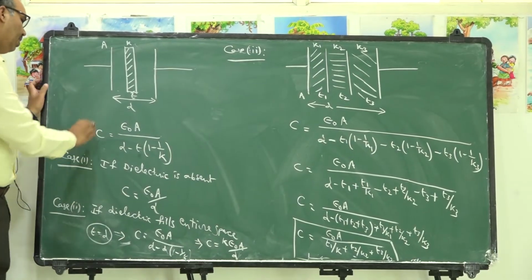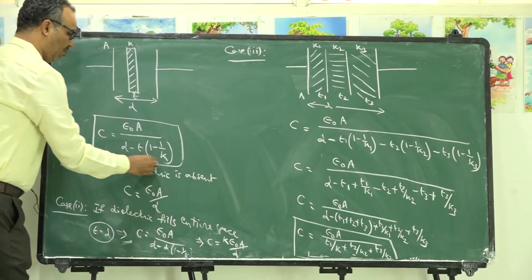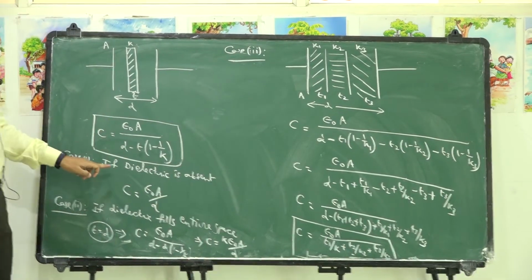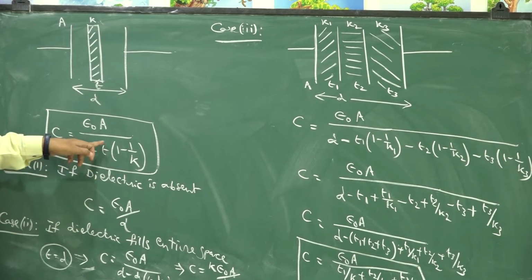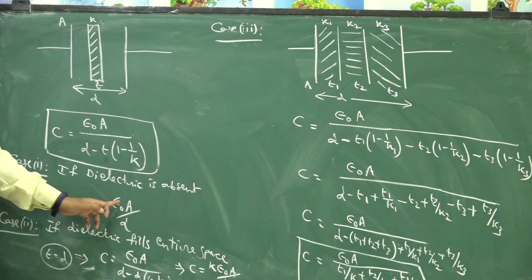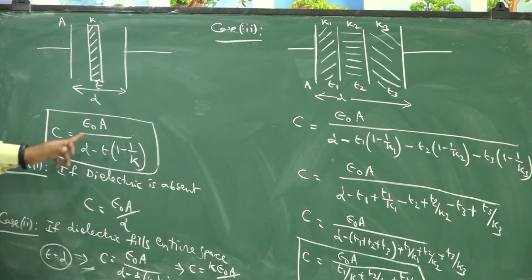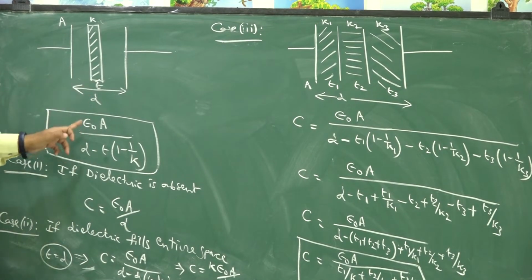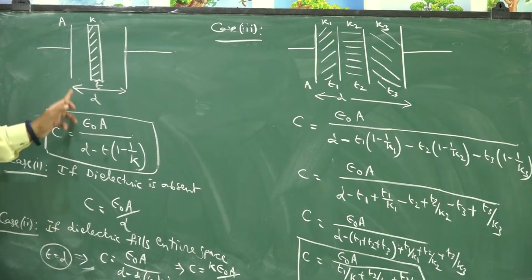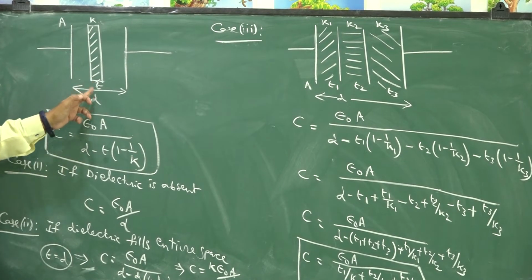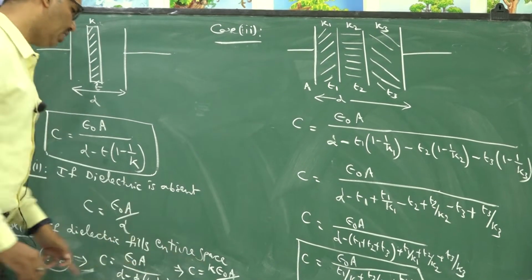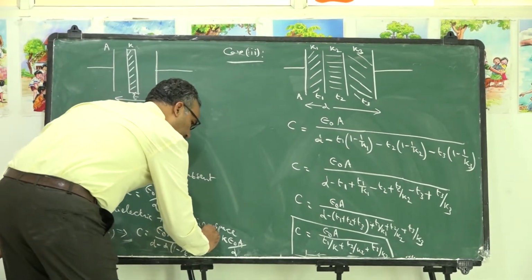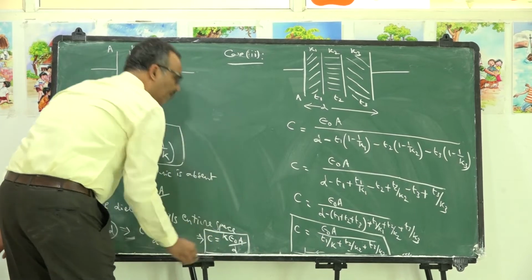So we apply the same formula as per the situation. In case number 1, no dielectric is present, so the thickness of dielectric is 0. This term will go, and ε₀A / D will be the formula. If the space is completely filled with a dielectric of dielectric constant K, then T = D. In the place of T, I kept D here, so I got C = Kε₀A / D.